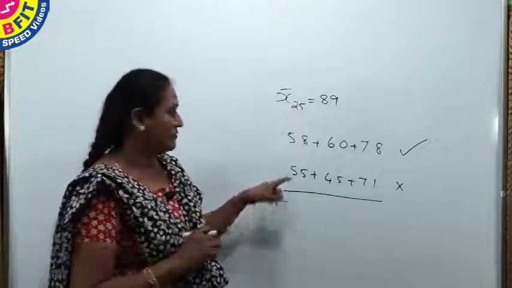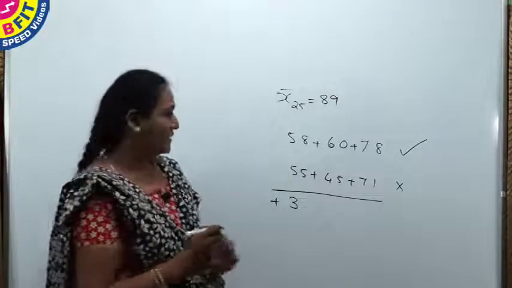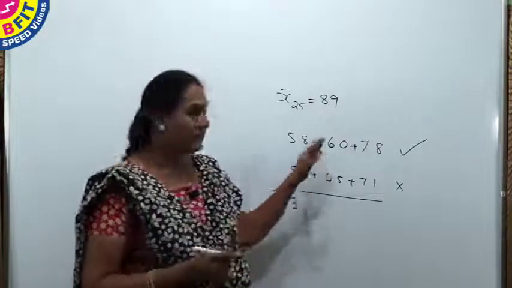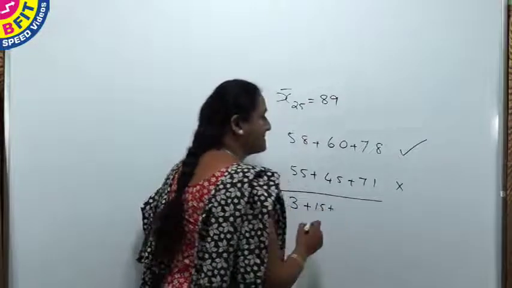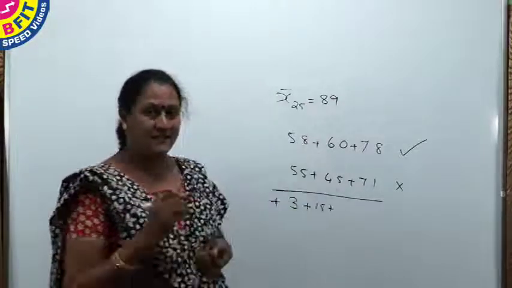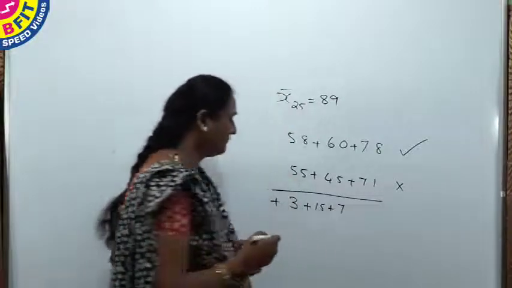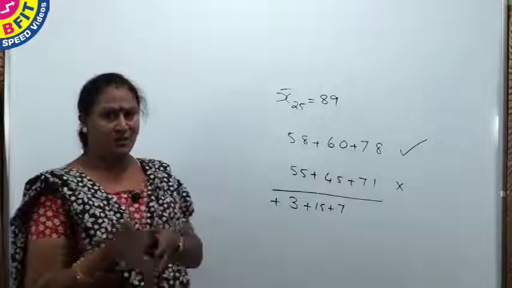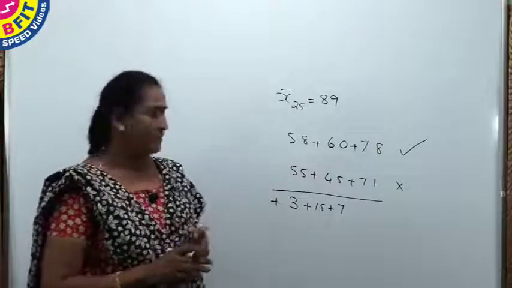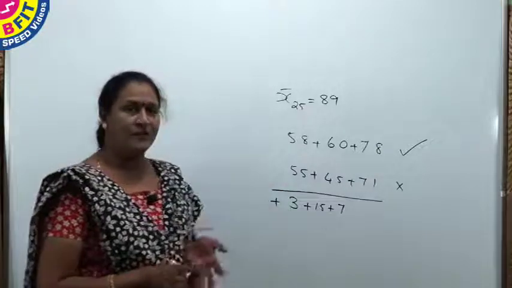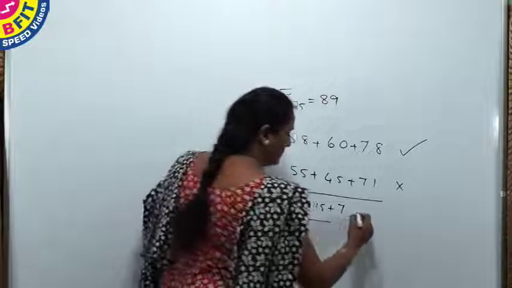So here the correct mark is 3 more than the wrong mark, and the second term is 15 more than the wrong mark, and the third term is 7 more than the wrong mark. So now the difference between the total sum will also be equal to the difference between the entries. So here the difference between the entries or the total sum, we get as 25.